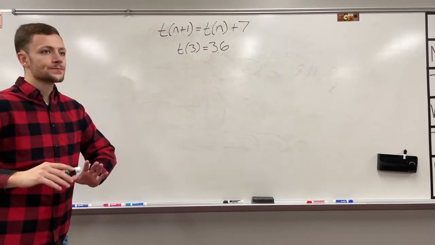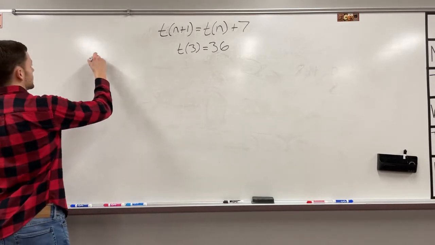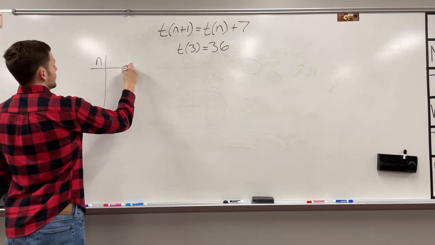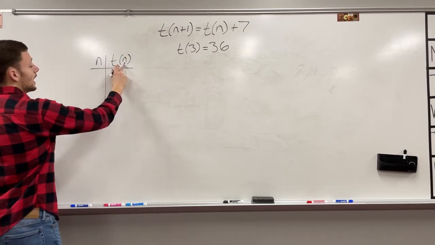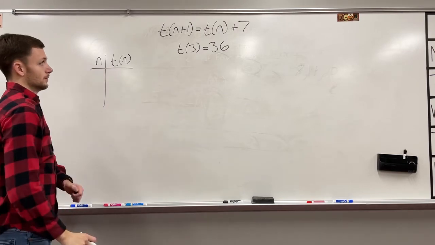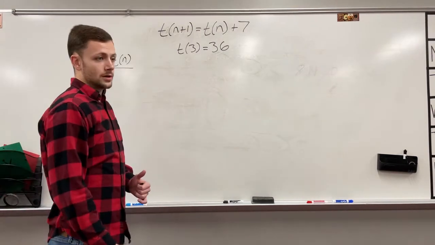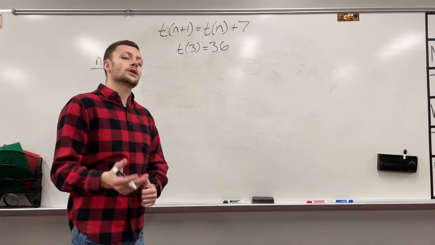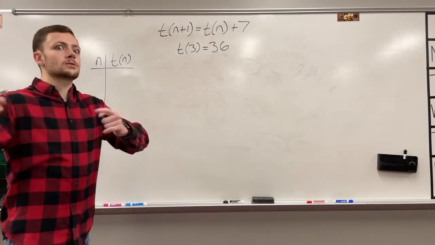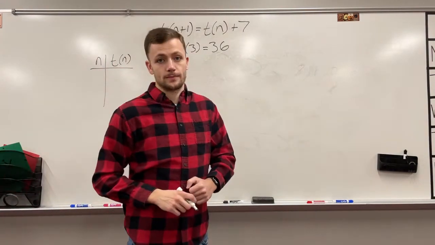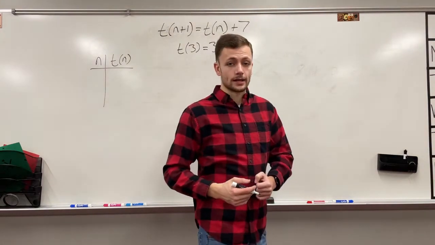Now, you know that we would write in our input-output table, we have n and we have t of n. And so n is my term number, okay? So if I gave you the term number, you're going to find the value of that term. T of n is the value of that term. So n plus 1 is the next term. And t of n plus 1 is the value of that next term.